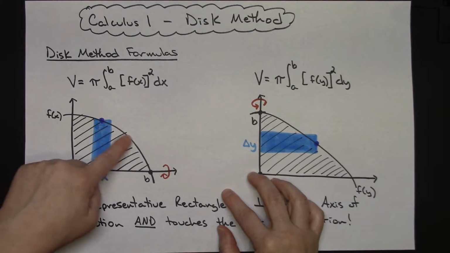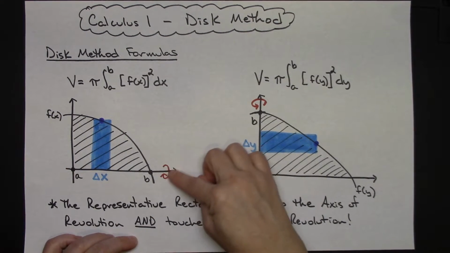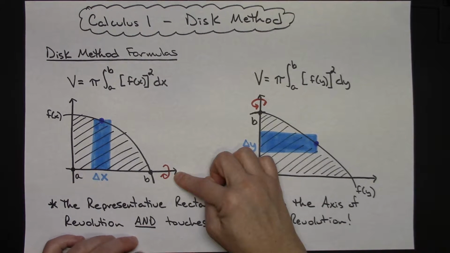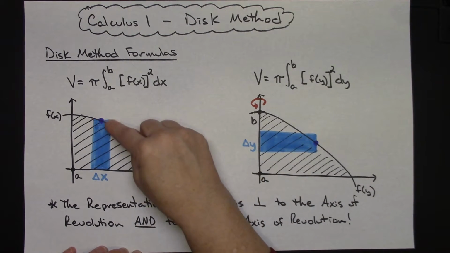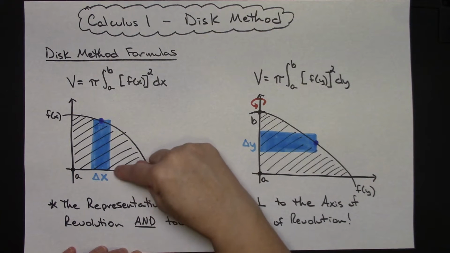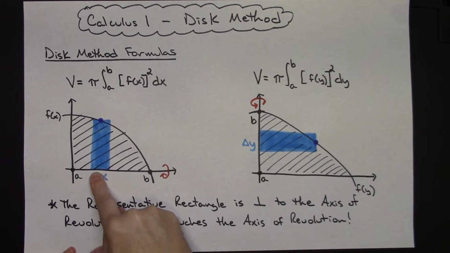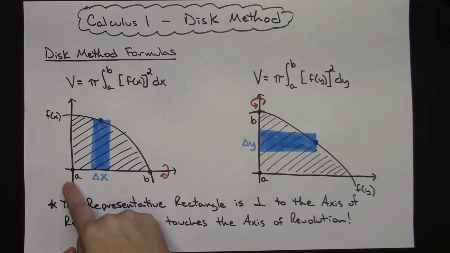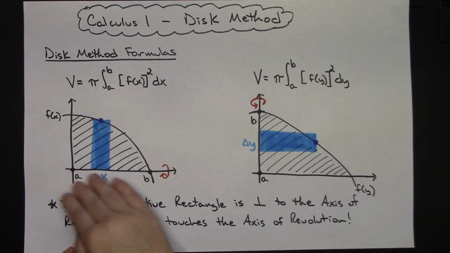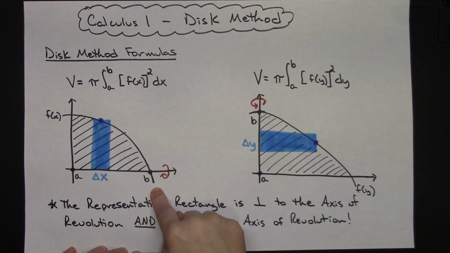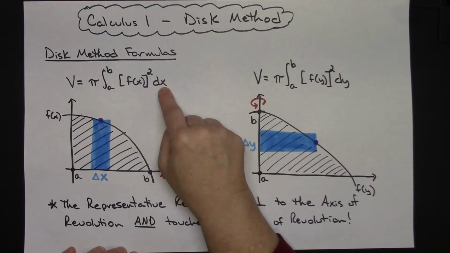Now this is what my picture is going on. Let's say my curve is f of x here. I'm revolving around the x-axis. I'm going to focus on that representative rectangle. It touches the x-axis, it goes up, it touches the curve. It will have a width of delta x. I am integrating from a to b. Everything is in terms of x. My function is in terms of x. This is the formula I'm going to be using.